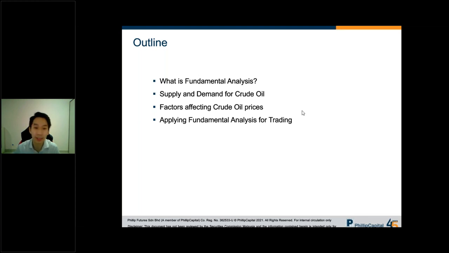So these are some of the things that I'll cover today. Basically, I'm going to explain what fundamental analysis is. Then the other thing will be supply and demand for crude oil. In fundamental analysis, the most important thing is supply and demand. What are the key indicators and key factors that are going to affect the supply and demand? Then lastly, other factors that also affect crude oil prices, and how to apply this fundamental analysis in your trading, with real life examples.